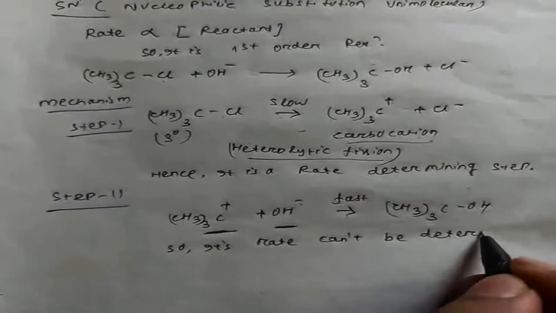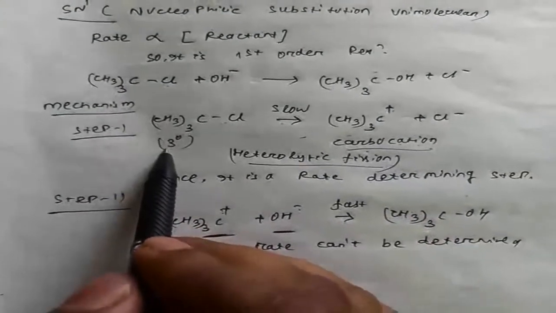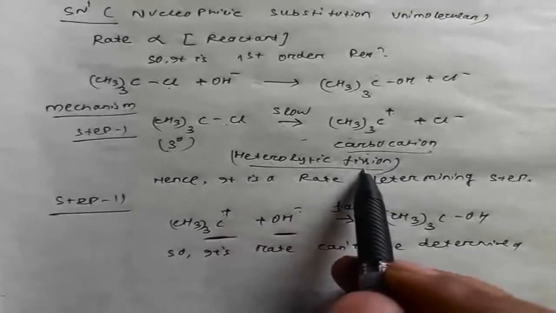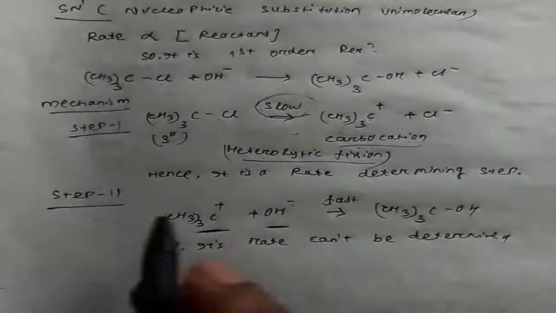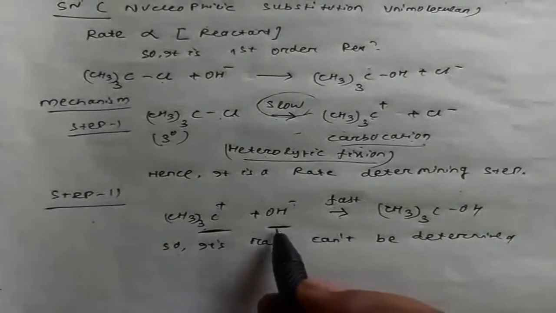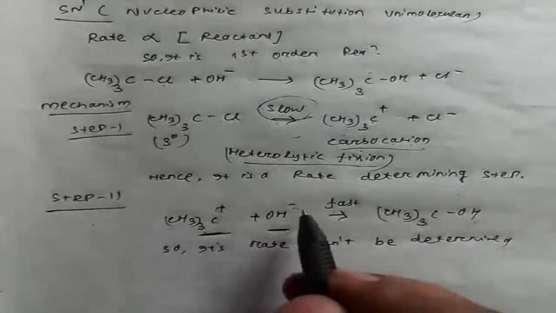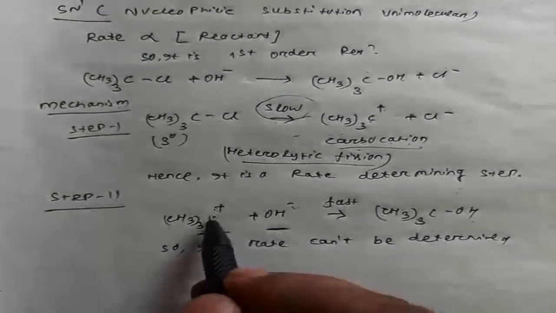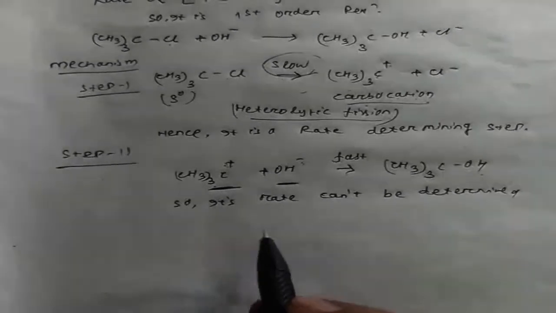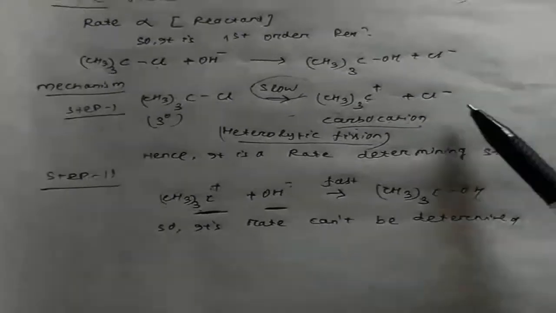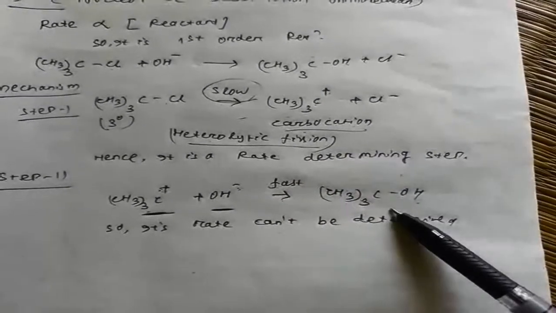In step 1 we can determine the rate because the tertiary alkyl halide undergoes heterolytic fission to give the carbocation intermediate. It is a slow step. In the second step, the carbocation intermediate reacts with the nucleophile to give the product. Opposite charges, positive and negative, attract each other, so it is a fast step and its rate cannot be determined. This is the mechanism of the SN1 reaction. In the first step, the carbocation intermediate is formed. In the second step, the desired product is formed.